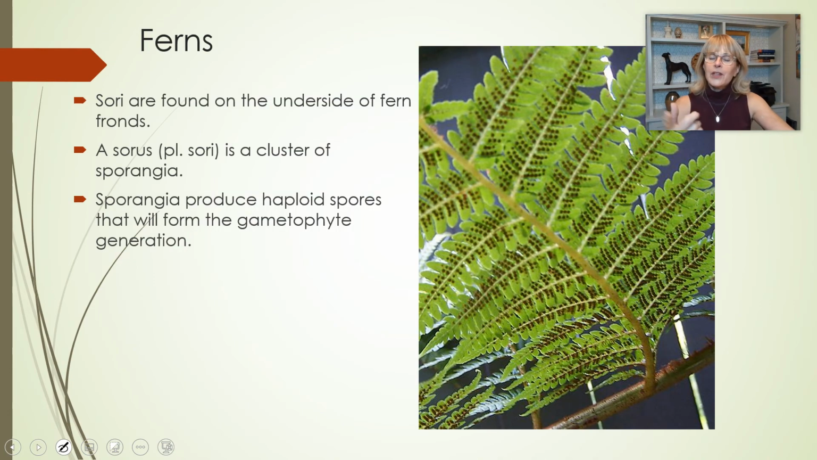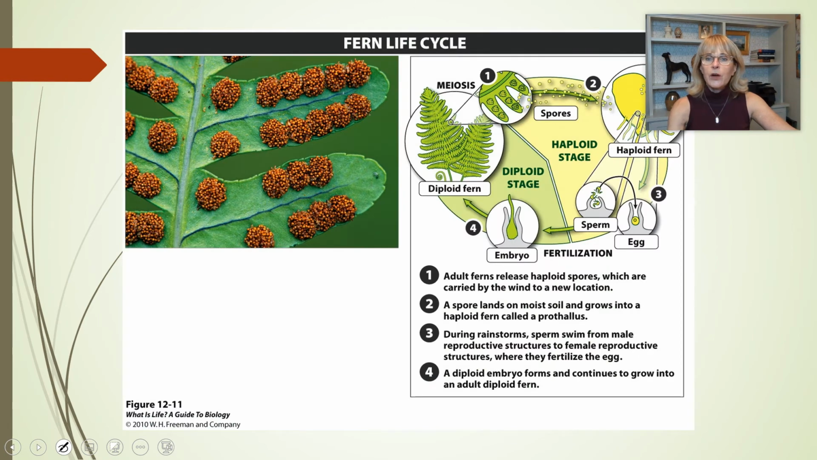The sori are found on the underside of the fern. Here, these sori are much smaller. It is a cluster of sporangia, and sporangia, you could see them through the microscope. They produce haploid spores that will make the gametophyte generation.